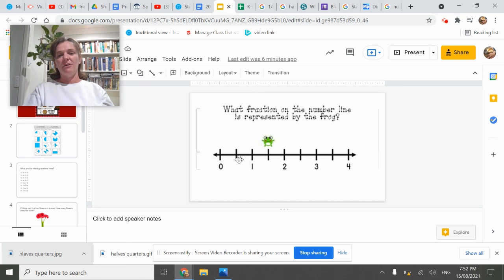bits. So you can see this frog here. It's got 1, 2, 3, 4, but he's got halfway jumps. So it's half, 1, 1.5, 2, 2.5, 3, 3.5, 4, because we can break numbers into smaller parts.